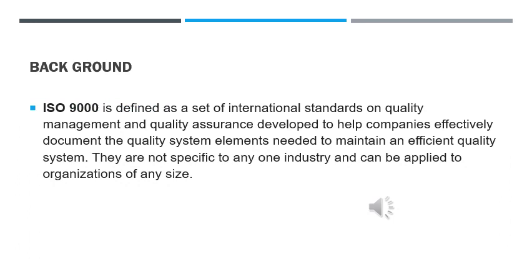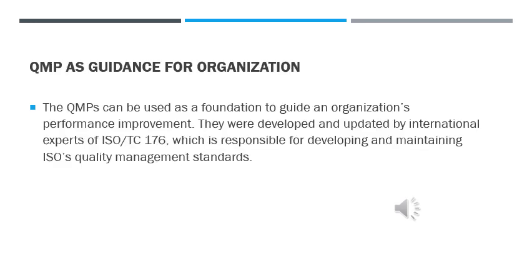One definition of principles is that it is a basic belief, theory or rule that has a major influence on the way in which something is done. Quality management principles are a set of fundamental beliefs, norms, rules, and values that are accepted as true and can be used as a basis for quality management. The quality management principles can be used as a foundation to guide an organization's performance improvement.